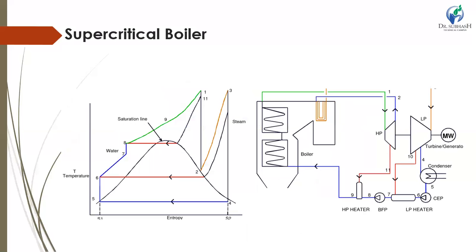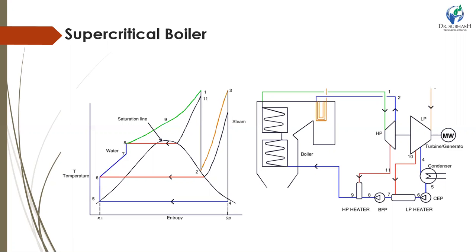Now we'll see the supercritical boiler. The entropy temperature diagram of the supercritical boiler is shown in the figure, and the circuit is also shown in the figure. When water at saturation temperature is heated further at constant pressure, additional heat is supplied at constant pressure, which changes the phase from liquid to vapor. This heat is known as the latent heat of vaporization.